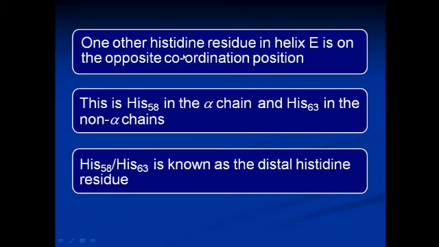Now, one other histidine residue in helix E is on the opposite side. We had mentioned 8 helices from A to H, and this one coordinates on the opposite side. This histidine is present at position 58 in the alpha chain, and 63 in the beta chain, known as the distal histidine residue. Proximal nearly found in hemoglobin, iron porphyrin away from the iron.